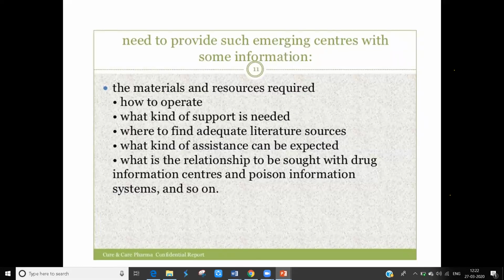You have to check any reactions that occur. You cannot blindly say, okay, you can take it. You have to search the literature, see whether any reactions have been reported, whether these reactions will occur or not, and all those things. Also consider the relationship with drug information centers and poison information centers, and what kind of assistance can be expected.